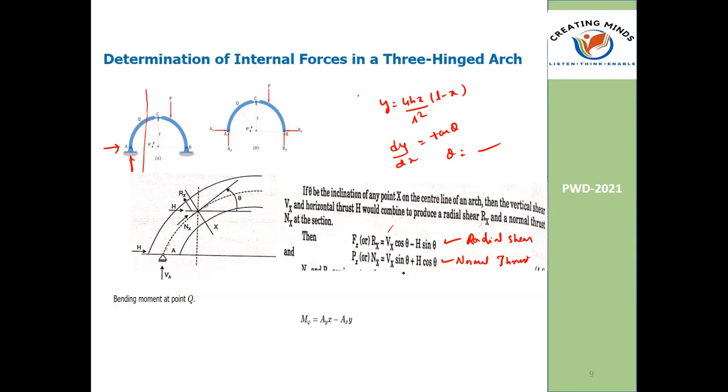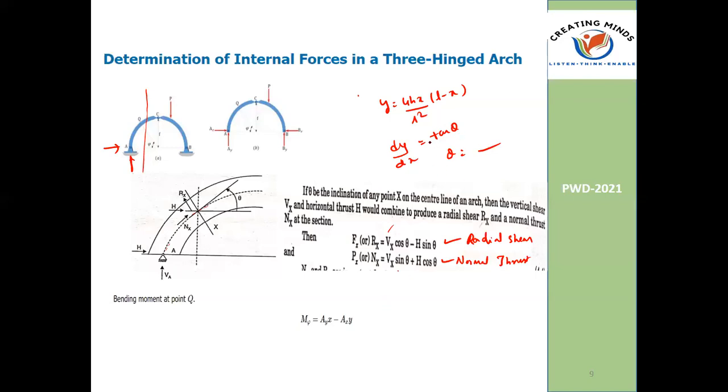Normal thrust is just V sin theta plus H cos theta. Generally in MCQ, they will ask what the radial shear equation is, and they will give all the sin theta, cos theta, plus and minus options, so you have to identify the proper equation. Please keep in mind, radial shear is V cos theta minus H sin theta, and normal thrust is V sin theta plus H cos theta.